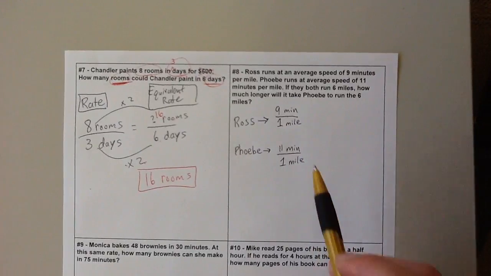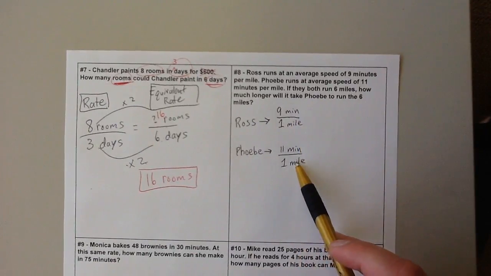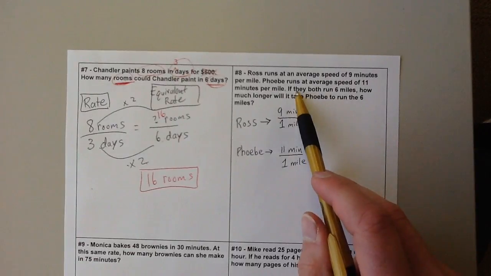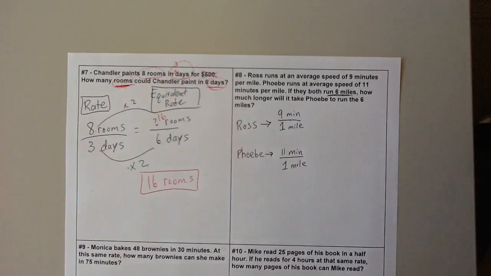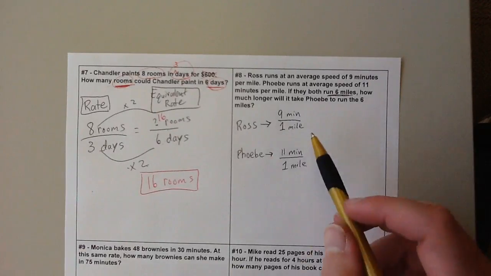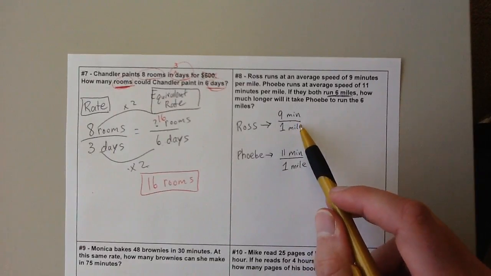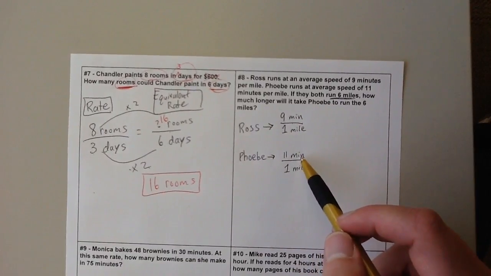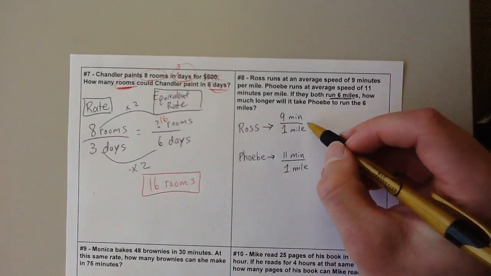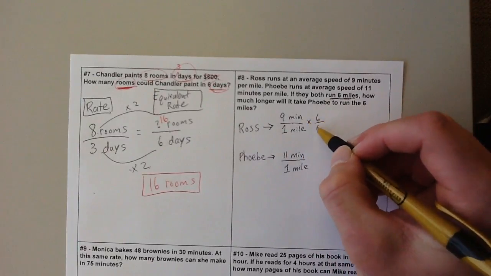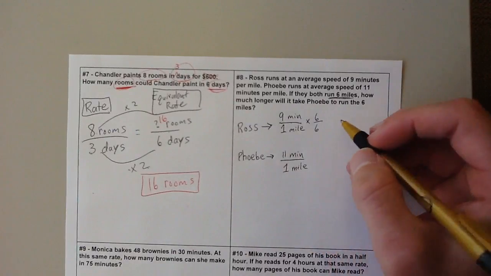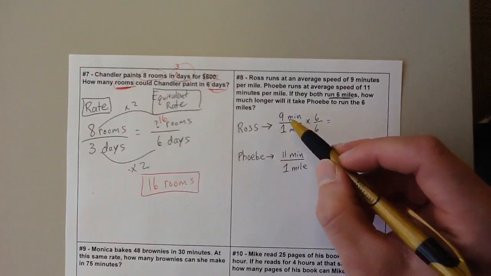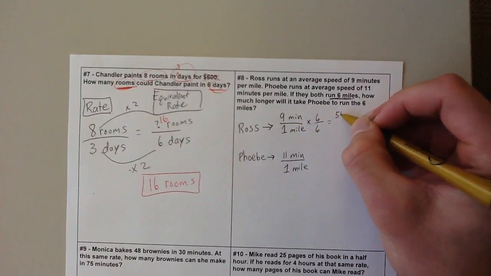Okay, these are their average rates. Ross is 9 minutes per mile. Phoebe is 11 minutes per mile. It goes on to say if they both run 6 miles, how much longer will it take Phoebe to run the 6 miles? Okay, so if Ross runs 9 minutes for 1 mile, and Phoebe runs 11 minutes in 1 mile, what we can do is multiply by 6 over 6 to figure out how long it takes them to run 6 miles. And so Ross, if we multiply by 6 over 6, we know that 9 times 6 is 54.